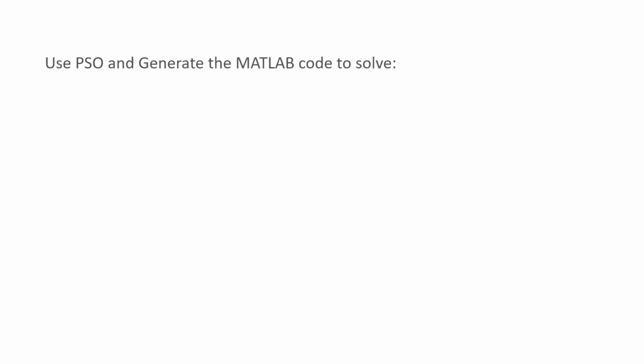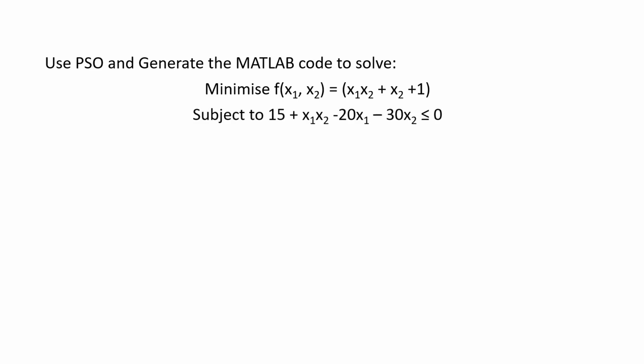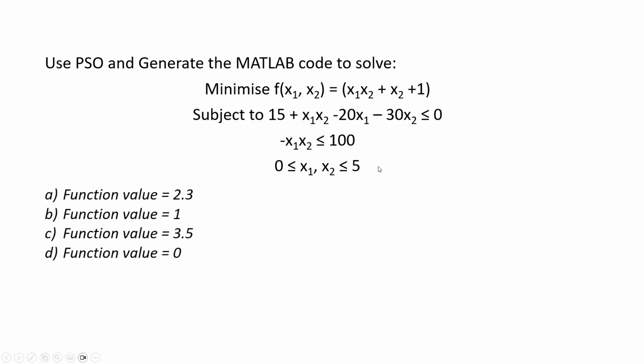Right? So let's say you have this function, you have to minimize x1 x2 plus x2 plus 1, and it is subjected to constraints. Two constraints are there and one non-negativity constraint is there. You just need to do this and tell me the function value. Try once. I'll wait for 5 minutes maybe.